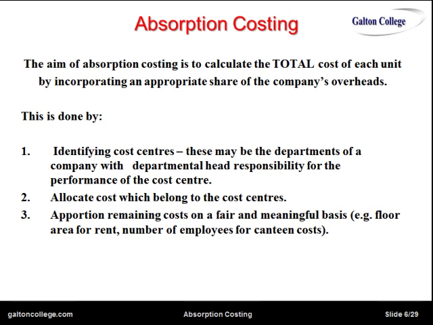For example, you could use floor area to allocate the rent. So the whole organization has to pay rent for the premises. How much should the production department pay for rent? Well, look at the floor area used by the production people and express that area, the area for production, as a percentage of the whole area and apply it to the invoice, apply it to the bill. Or you could look at the number of employees for a canteen cost. So there, you have to look for some meaningful basis, some reasonable basis for allocating to the different cost centers.